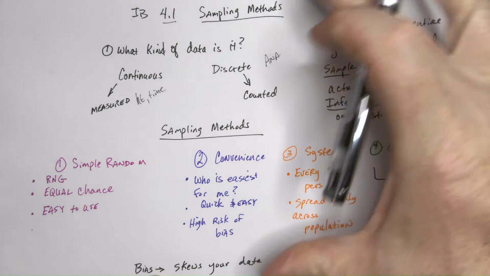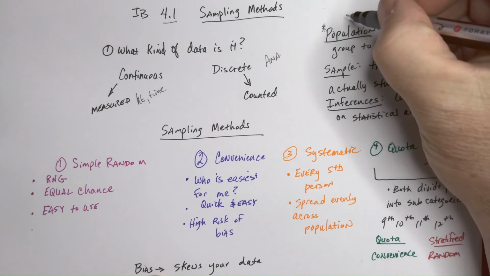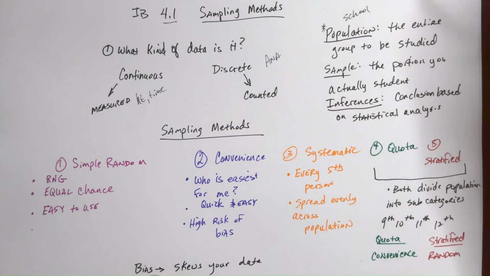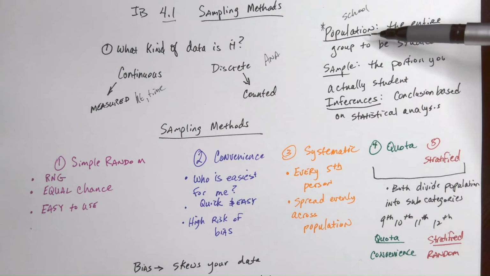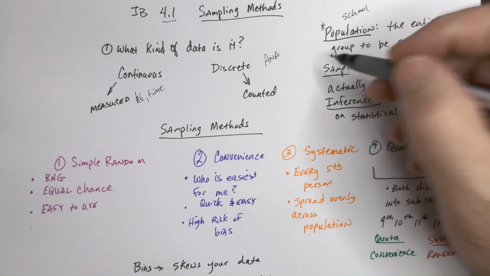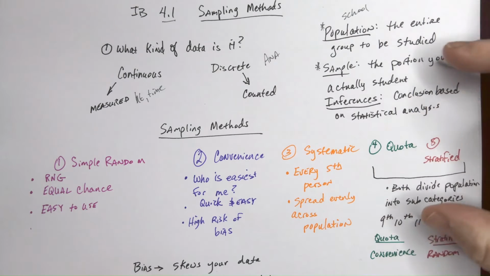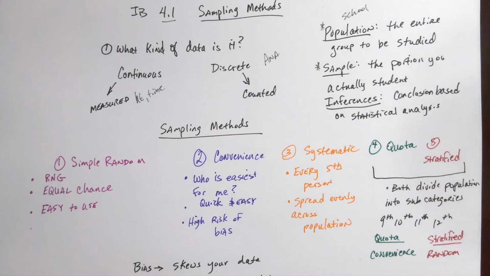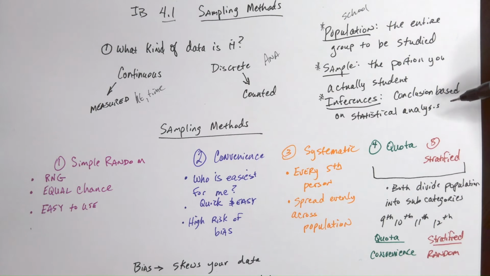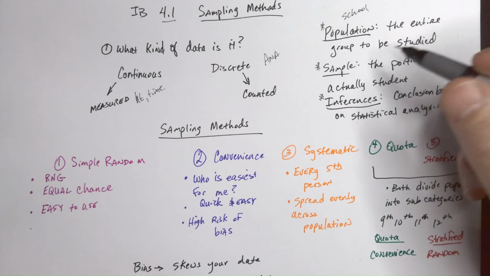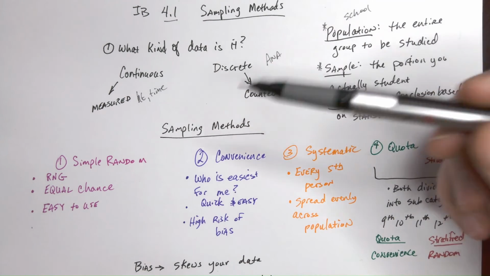Now, when you're dealing with statistics, you're trying to learn something about a population. The population's the entire group that you want to study, say your entire school. However, it's usually impractical to study the entire population. So what you do is you end up taking a sample. A sample is just a smaller portion that you can actually collect information on and analyze, and then you're going to make inferences, which are conclusions based on the analysis you do using the statistical tests that you're going to learn.